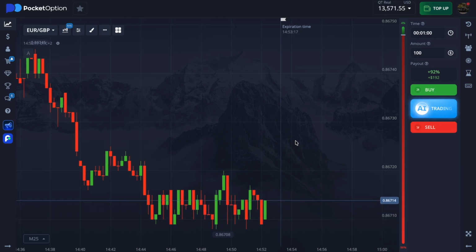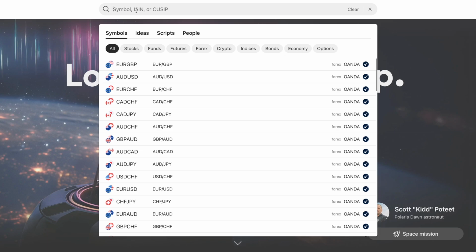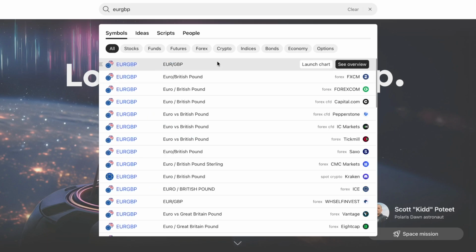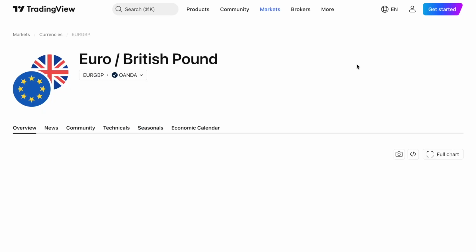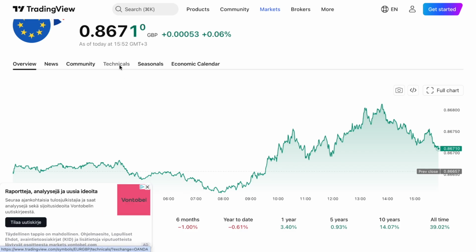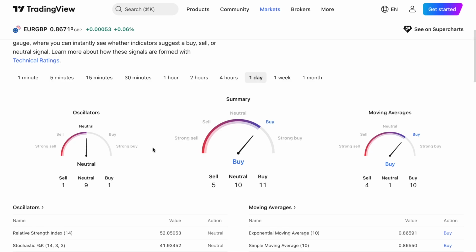What am I doing now? Now, I need to open the same currency pair on the TradingView website. I am going back. Again, I don't enter anywhere here, I don't buy anything, I just find the search bar and type in the currency pair name, Euro and British Pound. I go to the first link and click the See Overview button. The main page for this currency pair opens, and here I use technical analysis. So I go to the Technical Analysis tab. And this is the page where I spend most of my time.